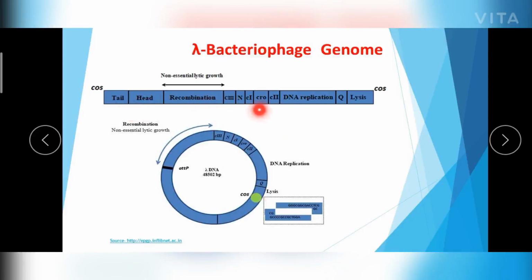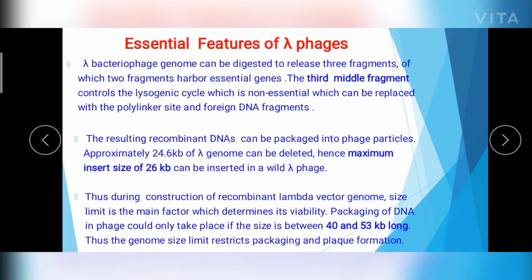And if you see the different components present in the bacteriophage genome, it has replication related genes, integration and phage assembly coding genes. If you digest the phage genome into 3 parts, the first part and the last part contain essential genes, whereas the middle fragment contains non-essential genes. Thus 2/3 of the lambda genome contains essential genes and 1/3 contains non-essential genes.